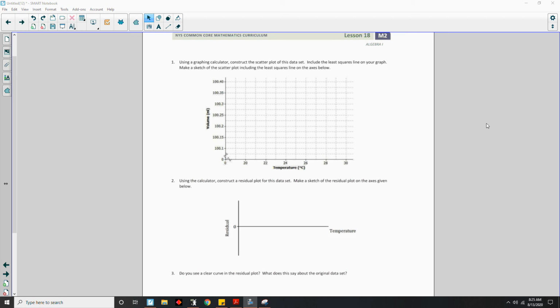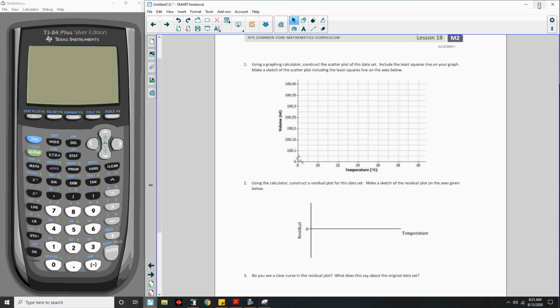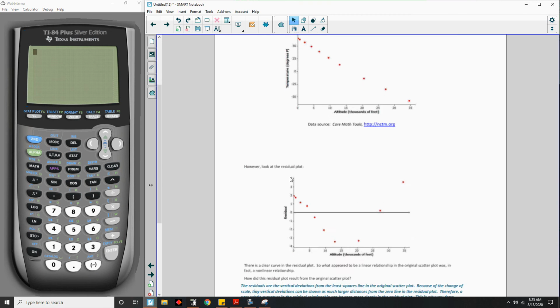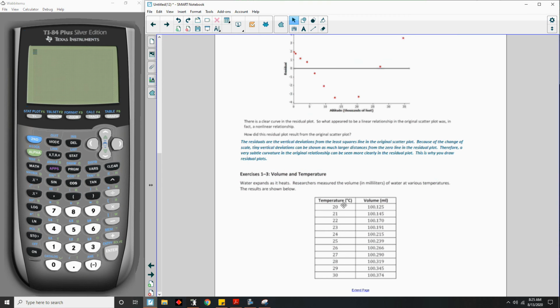And it says, using a graphing calculator, construct the scatter plot of this data set. Include the least squares line on your graph. Make a sketch of the scatter plot, including the least squares line on the axis below. Okay, so I've got my calculator here. Turn it on. Now let's review calculators. We're going to enter this data set into the calculator.